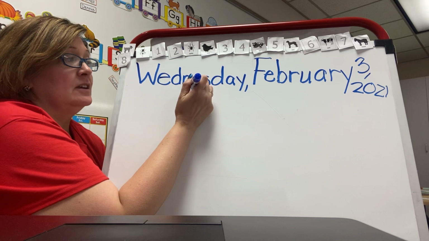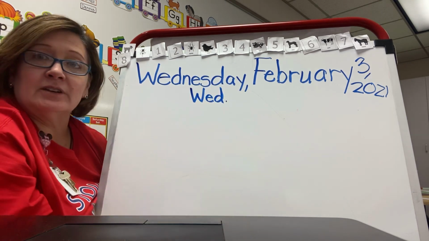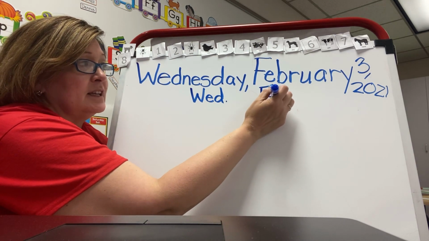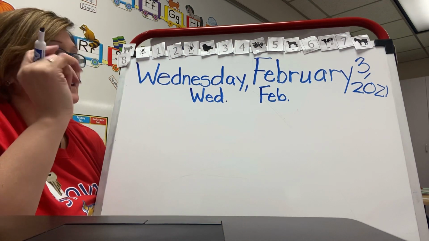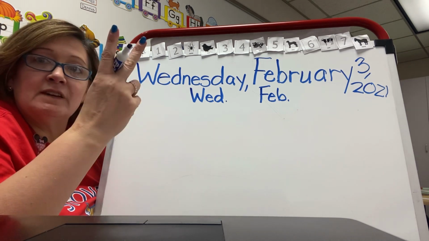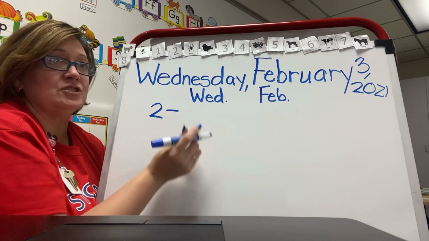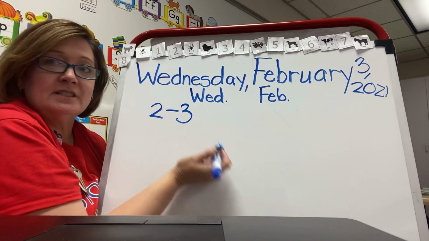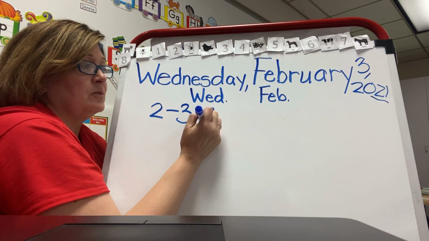So remember now, we write the date in numbers after we write the short way of writing Wednesday. The little way to write Wednesday is W-E-D, period. Now for February, the short way is capital F-E-B, period. Okay, now the numbers. February is the first month? No, January is the first. February is the second month. So 2 dash, and then it's the 3rd day. And what's the year? 20, and we just write the last two numbers, 21.